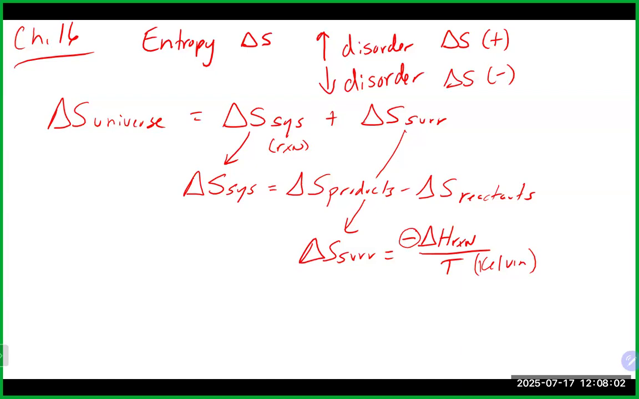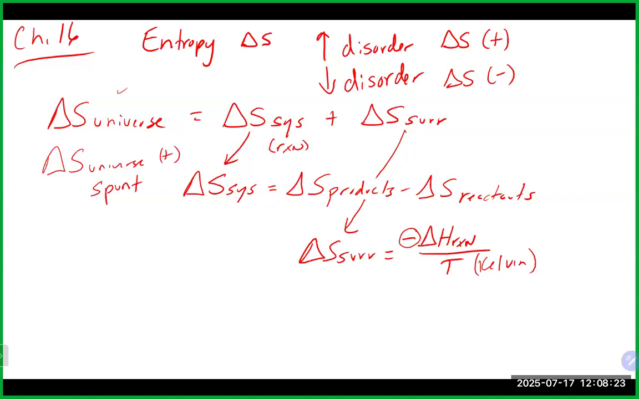When you have both of those things together and you add them together to get your delta S of the universe, if the delta S of the universe is a positive value, then the reaction would be spontaneous. And again, if it's a negative value, then it would be non-spontaneous the way it is written.